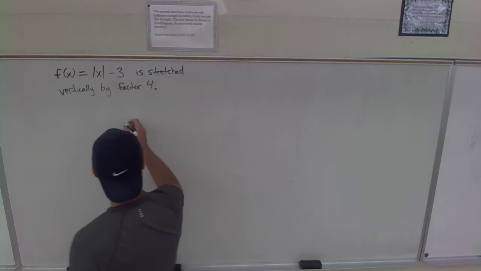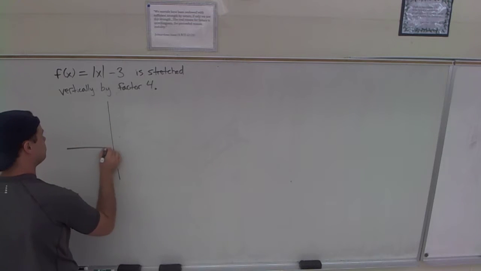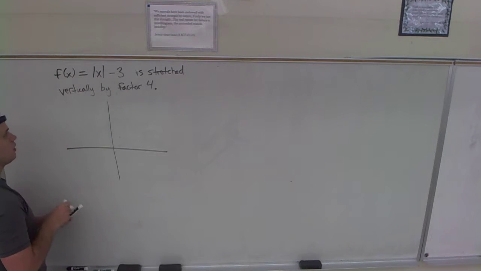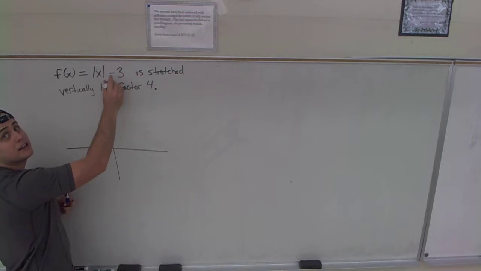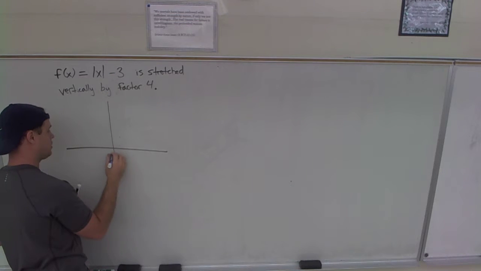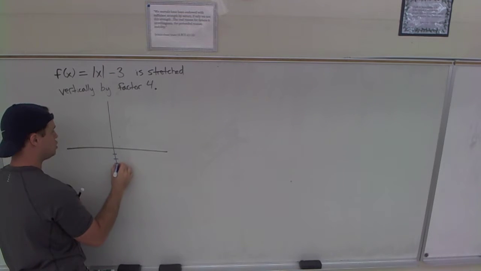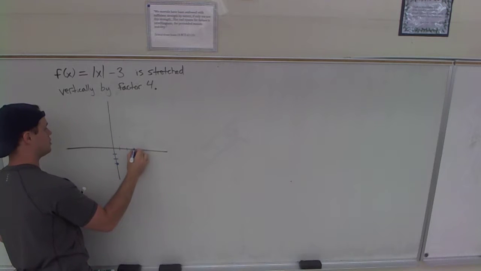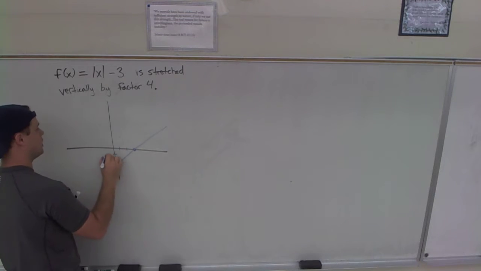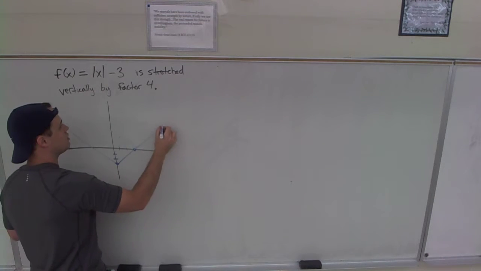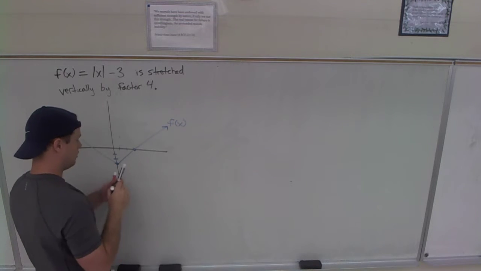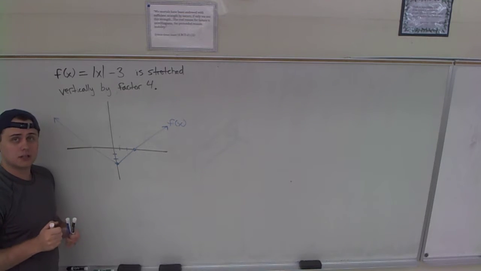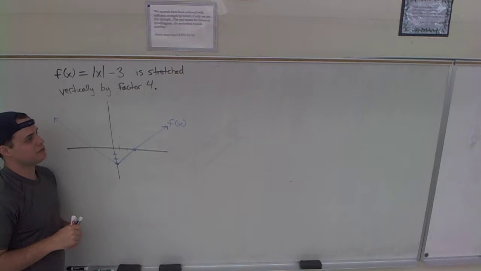Alright, so first I'm going to draw my original function. So that's just absolute value of x, minus 3 is going to be what you expect, down 3. V shape, so it should be up 1 over 1, which means you should hit 3 over on the x-axis. So there is f of x. We wanted to create a new function that stretches that by a factor of 4 vertically.